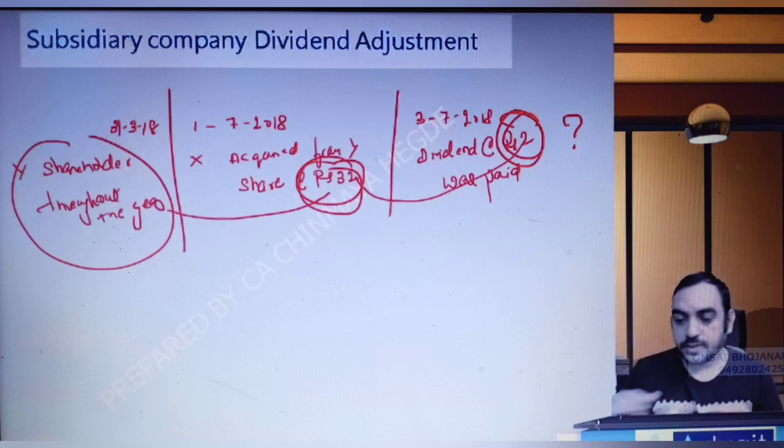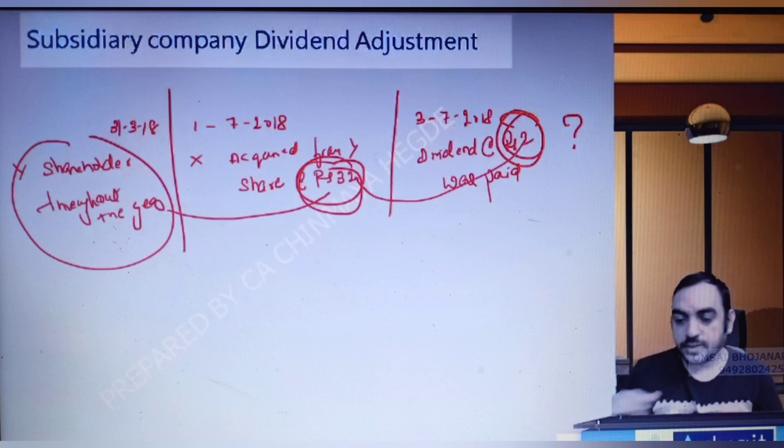Please focus on this. You would have discussed in SFM also the concept of ex-dividend and cum-dividend. So let's say on 1st of July 2018, X acquired shares at 32 rupees. X acquired shares from Y, so Y is the transferor, X is the receiver. On 3rd of July 2018, a dividend of rupees 2 was paid.